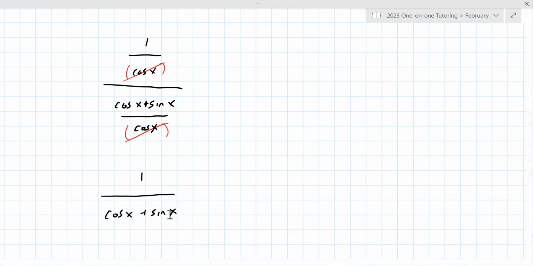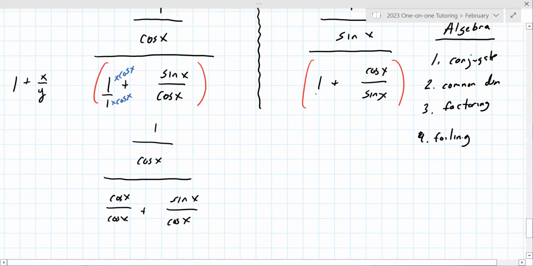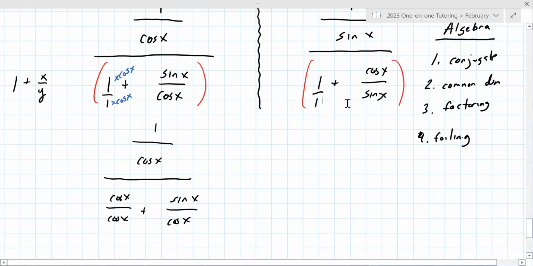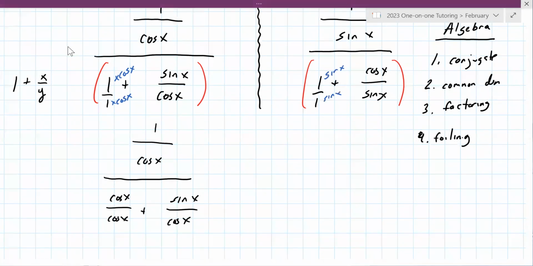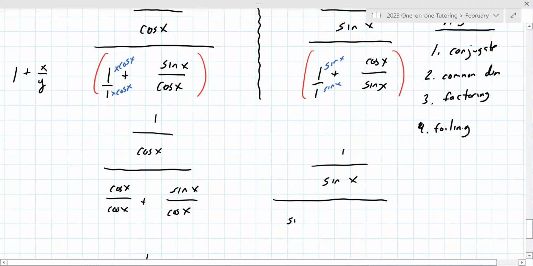Is that okay? Can we go back and work on the right hand side? Yeah. So really no reason not to do the same thing that we did on the right side as we did on the left. Make a common denominator. What is that common denominator? Sine x. So here we go. It's 1 over sine x over sine x over sine x plus cosine x over sine x.